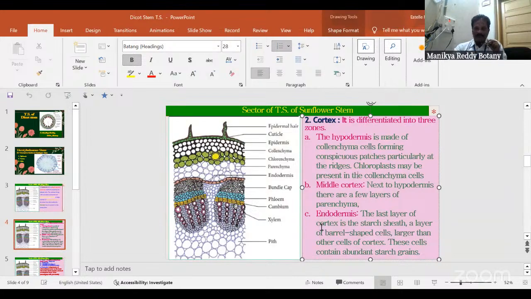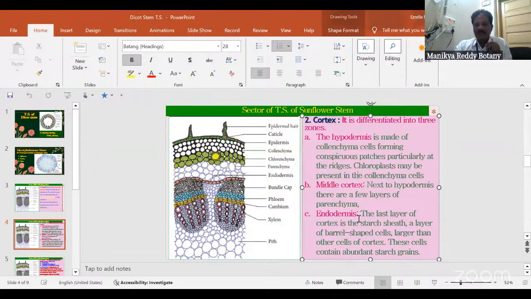And sometimes you can notice this yellow color spherical structure in the enlarged sector of the dicot stem. That is nothing but a mucilaginous canal. This is not common in all dicot plants, but in some plants, mucilaginous materials may be secreted by the stem. That material will be present in the mucilaginous canals, which are located in the middle cortex. Then the last part of the cortex is endodermis.